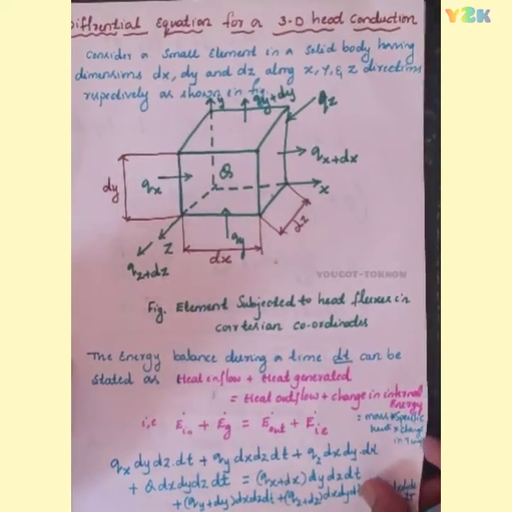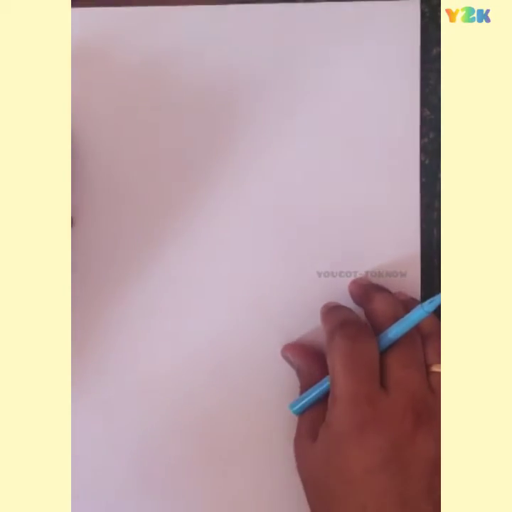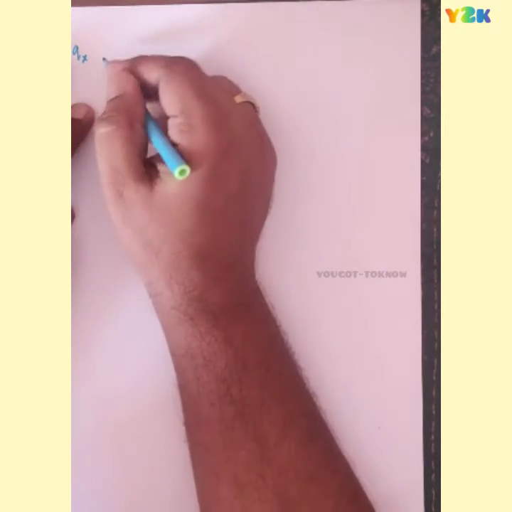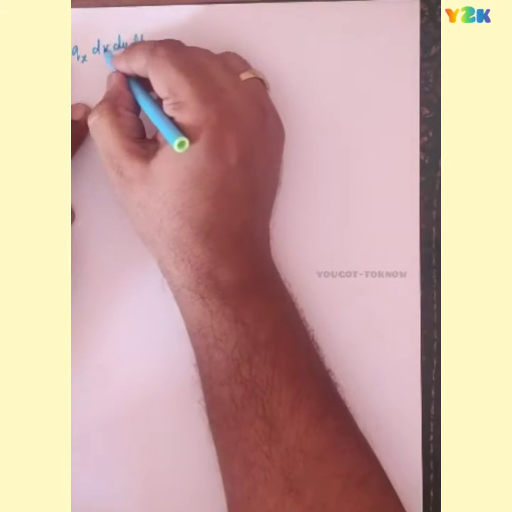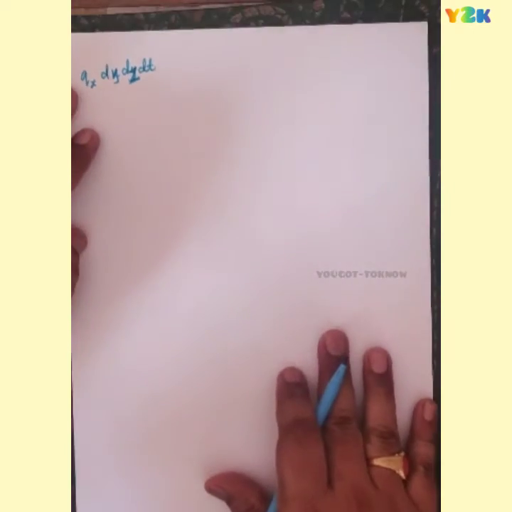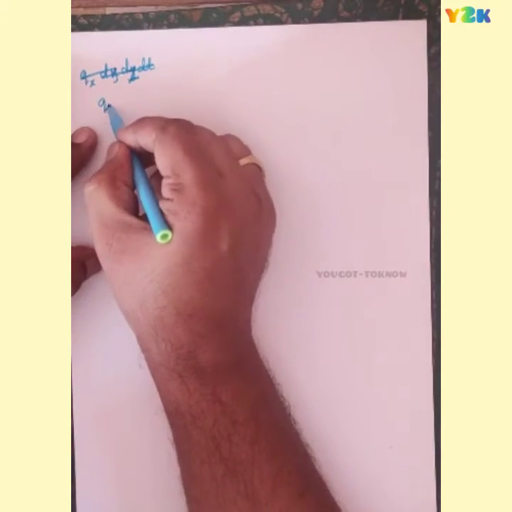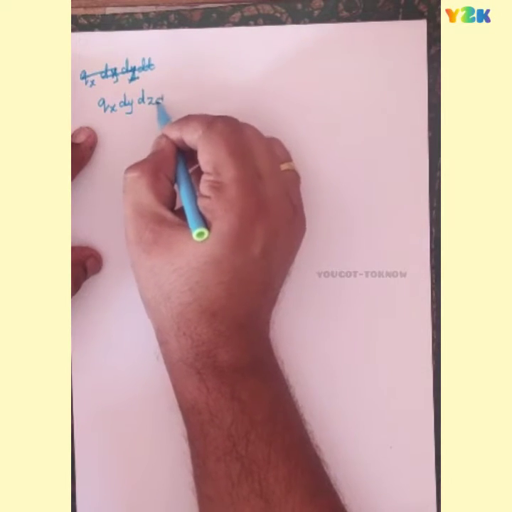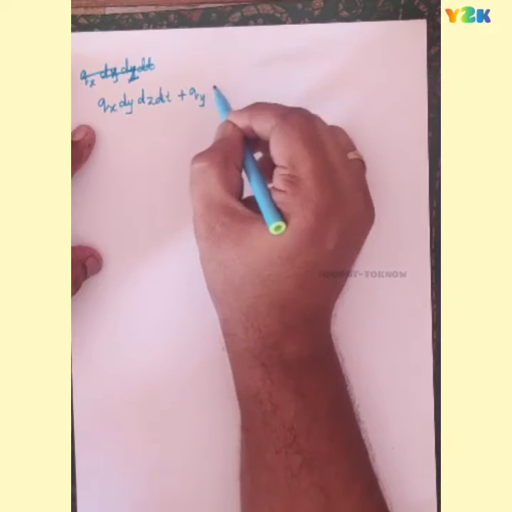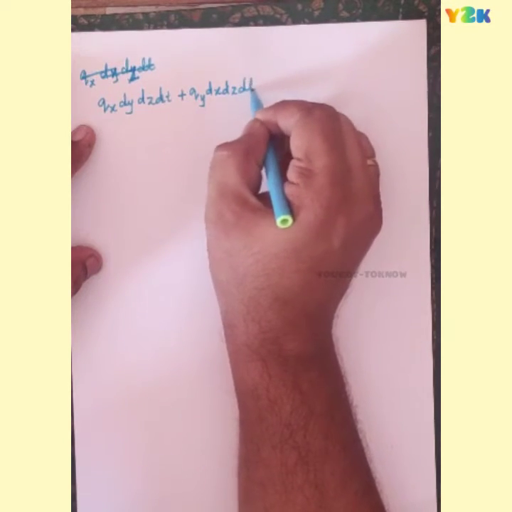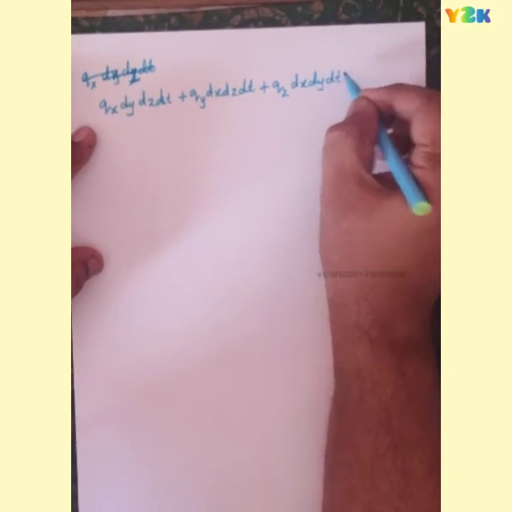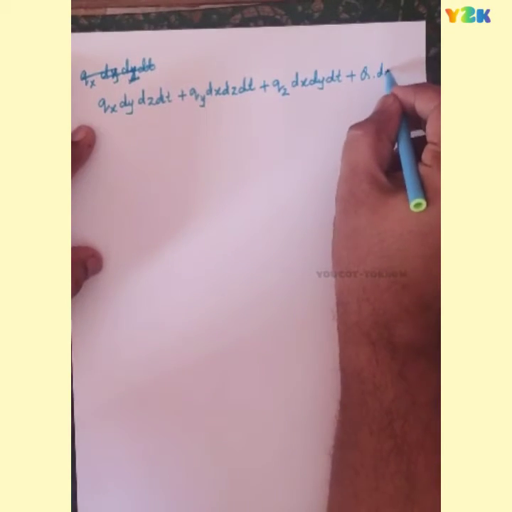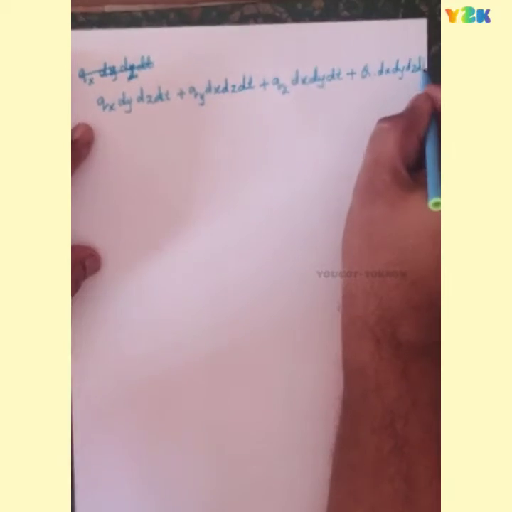Now you can elaborate this equation. First write the left hand side. What is that? qx into dy dz into dt, not dx dy, but dy dz, into dt. Then plus qy into dx dz into dt, plus qz into dx dy into dt, plus Q into dx dy dz into dt.